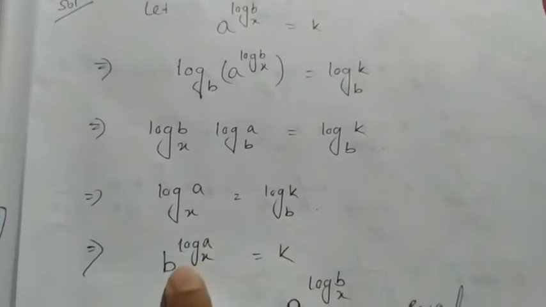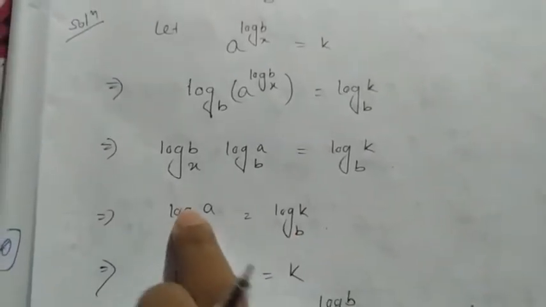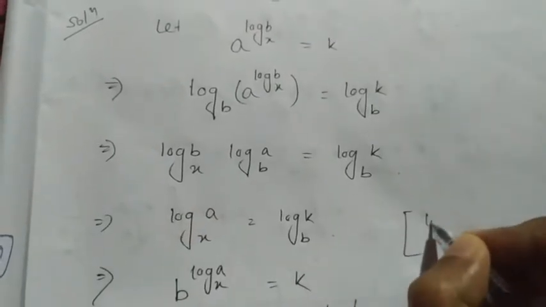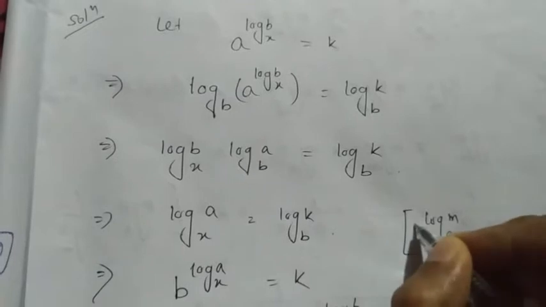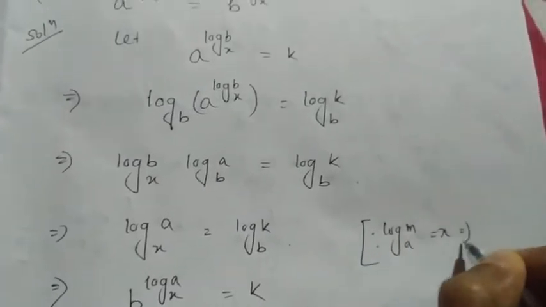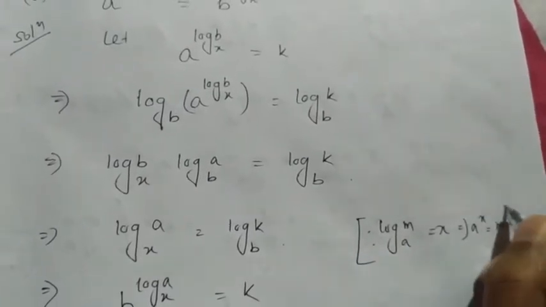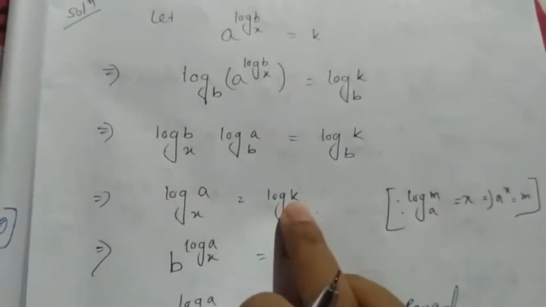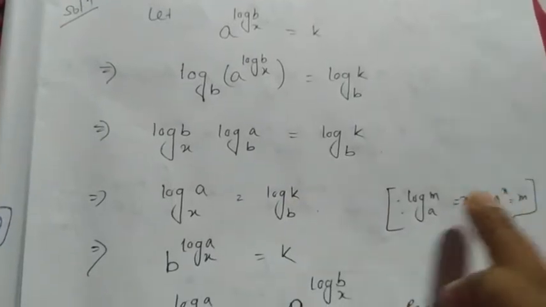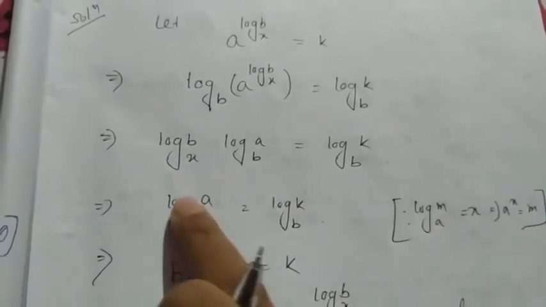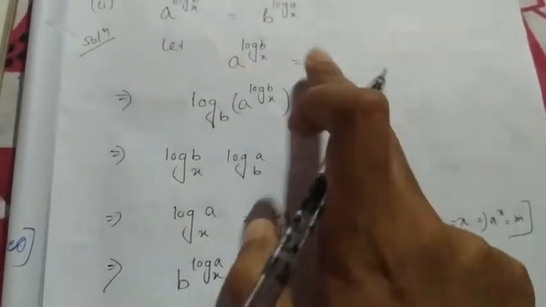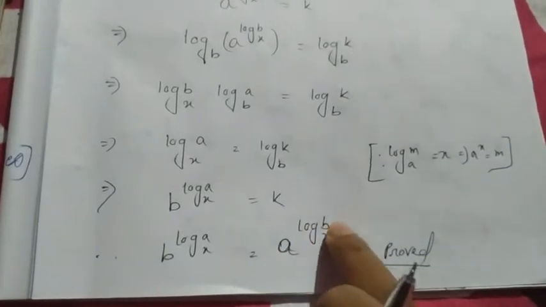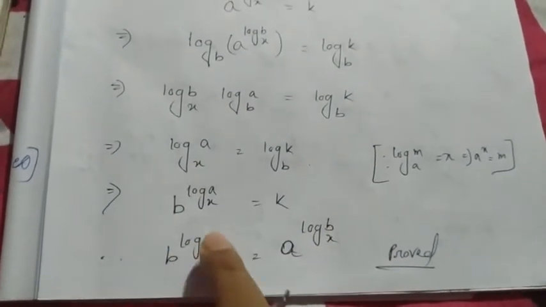So if I take b to the power this equals k, this formula is used here. So k will be equal to, here m is equal to the power x, no? So k will be equal to b to the power this. So k equals both of this. So I can write a to the power log b to the base x equals b to the power log a to the base x.